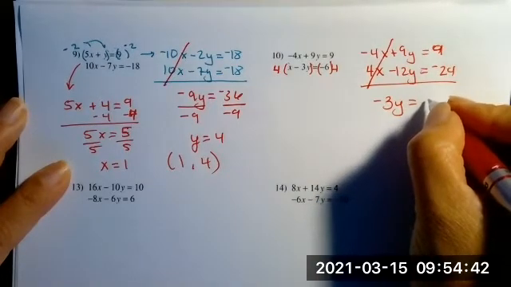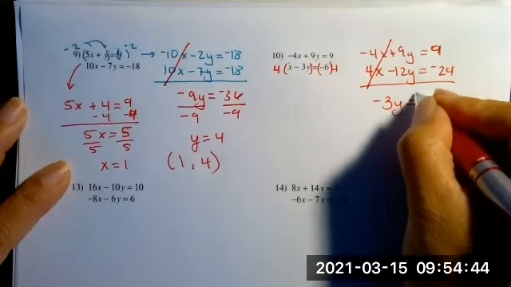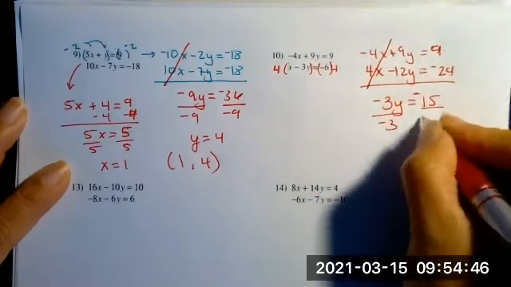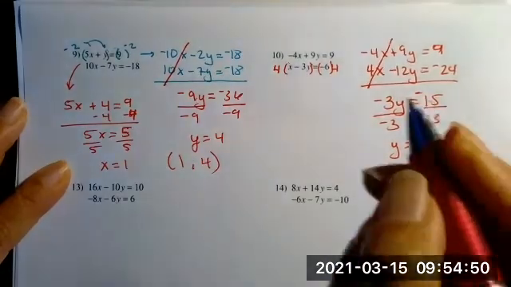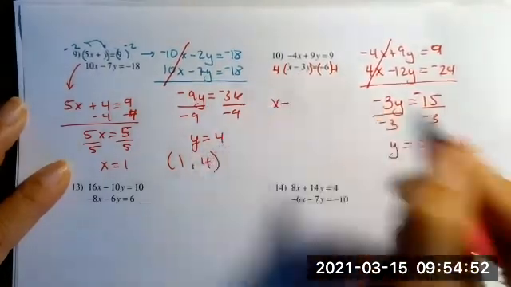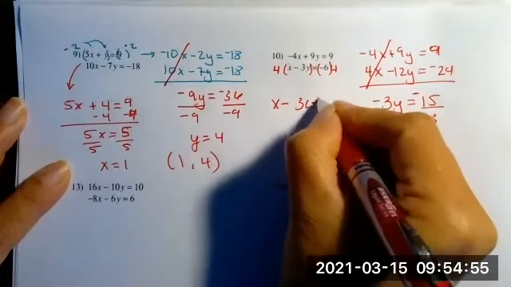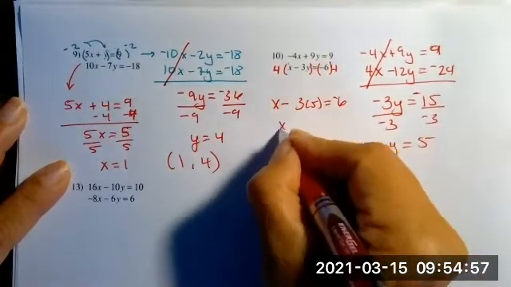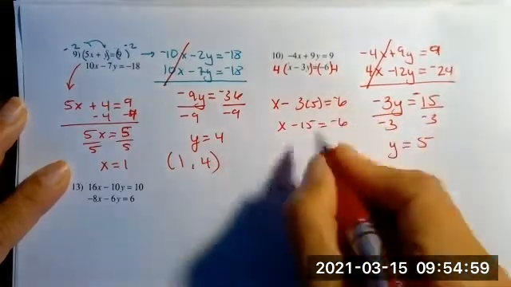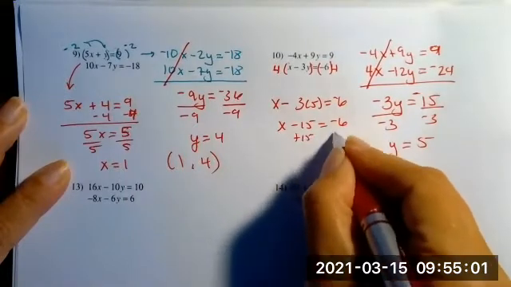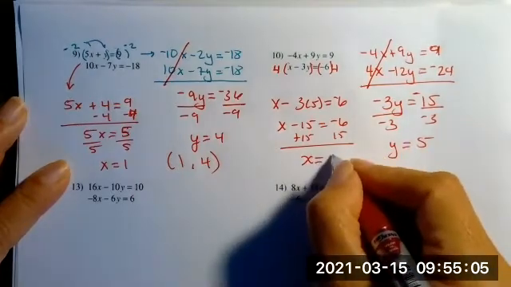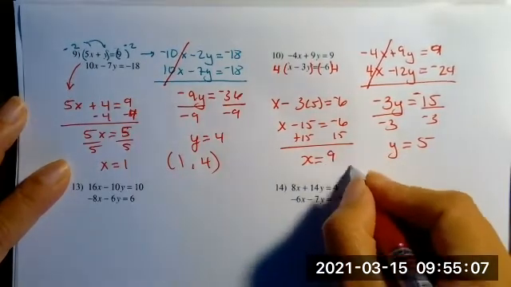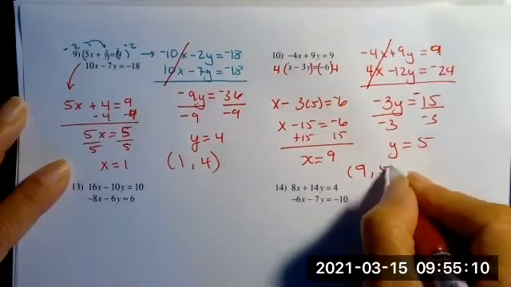So 24 minus 9 is 15, negative. So y equals 5. Substitute it back into one of the original ones. Either one, doesn't matter. X minus 15 equals negative 6. Add 15 to both sides. X equals 5. So 9 comma 5.